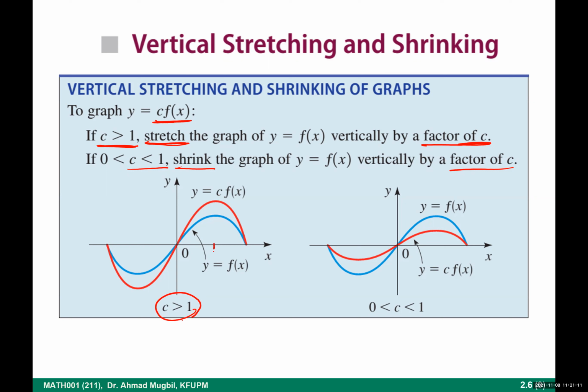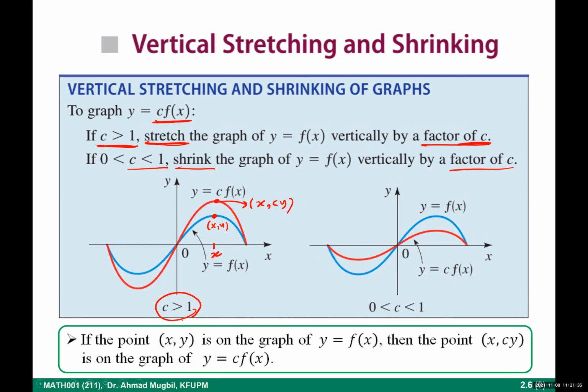For example, here at the same x, look what was y. This is y. The point here is x and y. What is the point here? The point here is x and what? And cy. The old y, I'm talking, this y is not the new one, it is the old one, multiplied by c. Indeed, you can think about it like this. If the point x and y is on the graph of this function, then what will be the point on the graph of this function? It will be x and cy. This y is the old one.